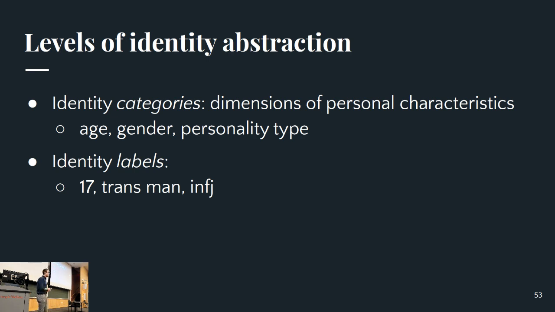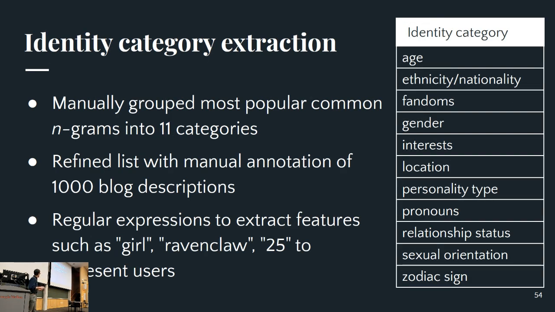Now, the whole point of this is not to come in with our own categories and pretend that those are the only ones that matter, and thus naturalize and reify these categories. So we're going to bootstrap to figure out which categories are relevant in the context of Tumblr. To do that, we manually group the most popular words that we're seeing into 11 categories, do some manual annotation, and come up with some regular expressions to extract these features.